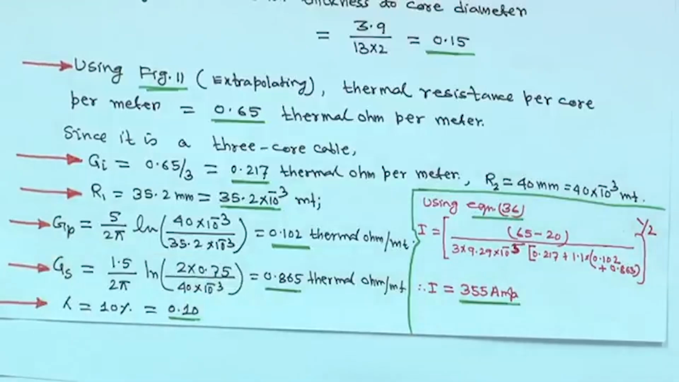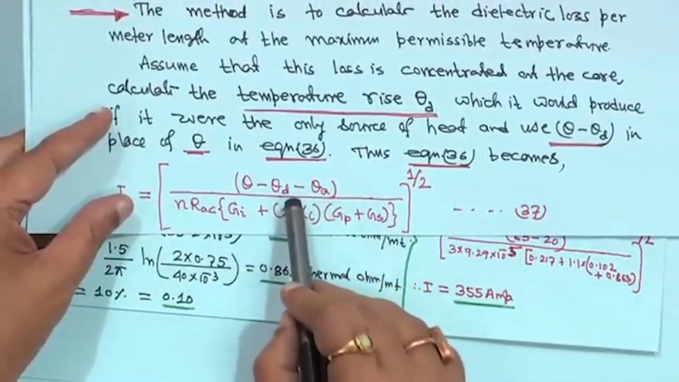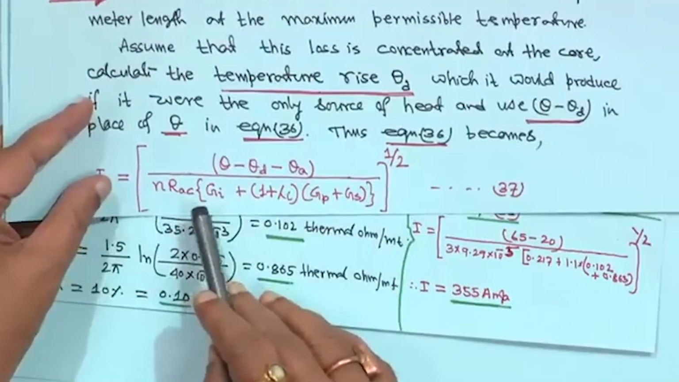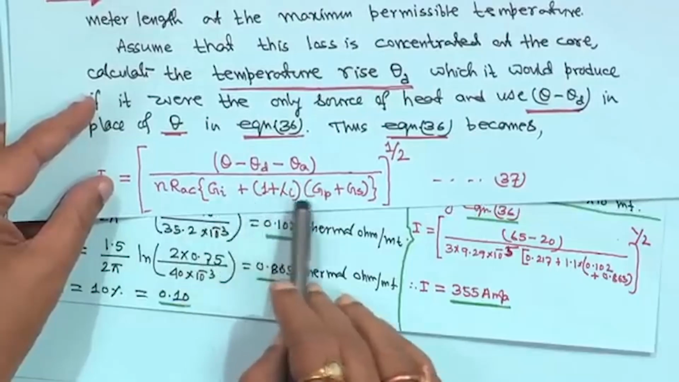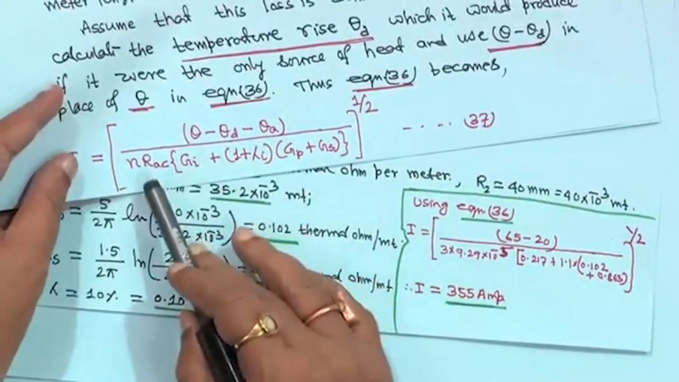This is the general formula, dielectric loss is not here, so it should not be considered. So, substitute An, RAC, Gi, lambda, Gp, Gs, all of them here, along with N.